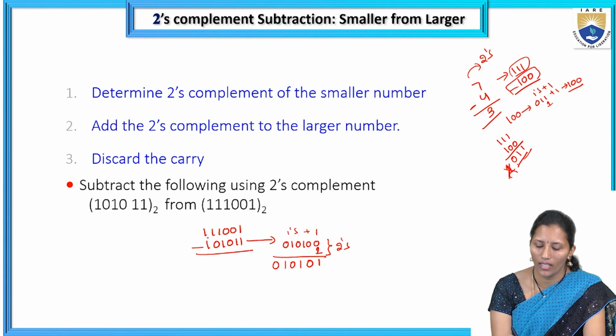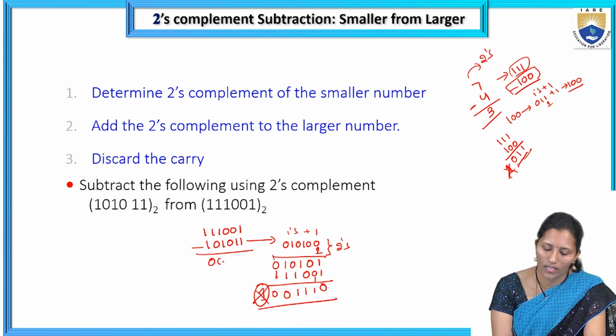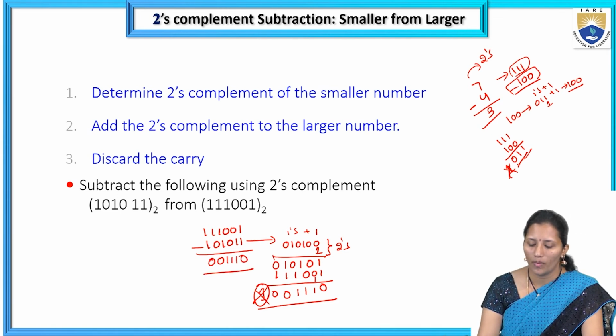And add this to the minuend. That is 1, 1, 1, 0, 0, 1. That is 0, 1, 1, 1, 0, 1, 0, 1, 0, carry 1, 0, 1. Here we have carry 1. So discard this carry and the result is only 0, 0, 1, 1, 1, 0. Okay. This is the 2's complement method.